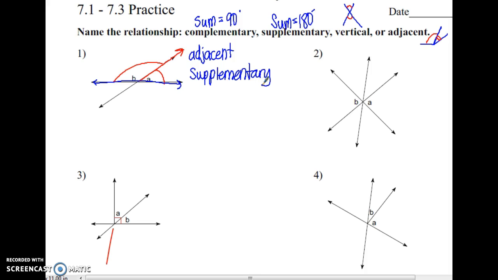In number two, I'm looking at angles A and B, and I see that they're on opposite sides of one another. They're not adjacent. They don't share a side. If I go through and ignore this extra line that's in between them, the relationship might be a little bit easier to see. When I do this, I do see that there's an intersection of two lines, and that A and B are on opposite sides of that intersection. That makes these two vertical angles.